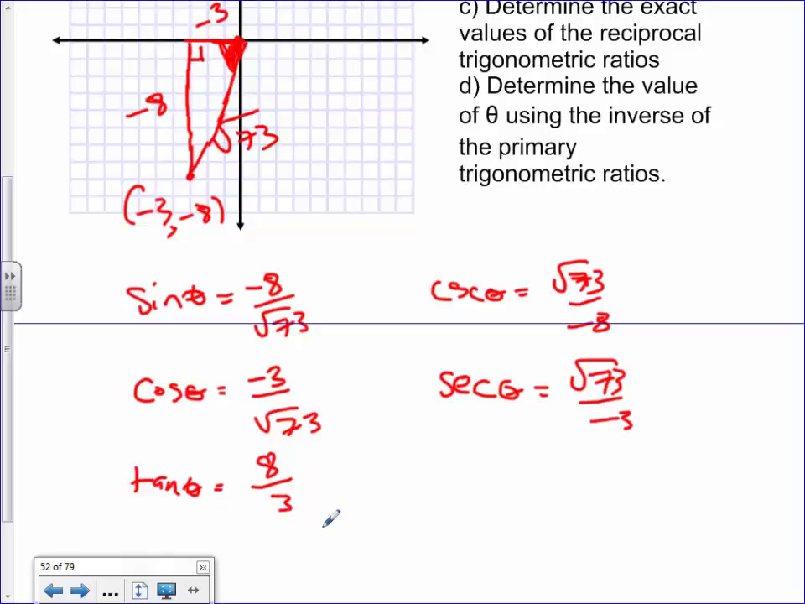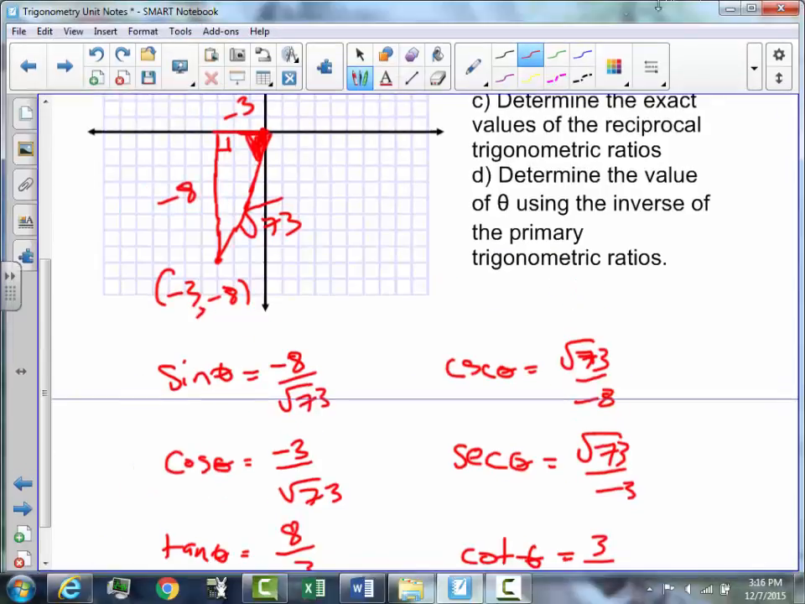Why didn't I write the negatives? Good. Everybody hear that? I didn't write the negatives because you have -8 and -3, and 2 negatives will cancel. That makes sense. So, cotan then is just flipping that 3/8.